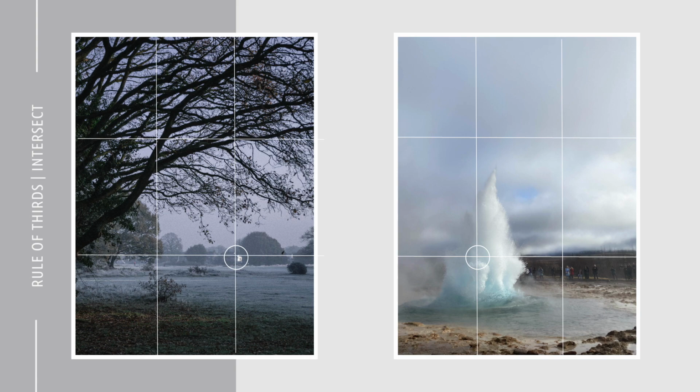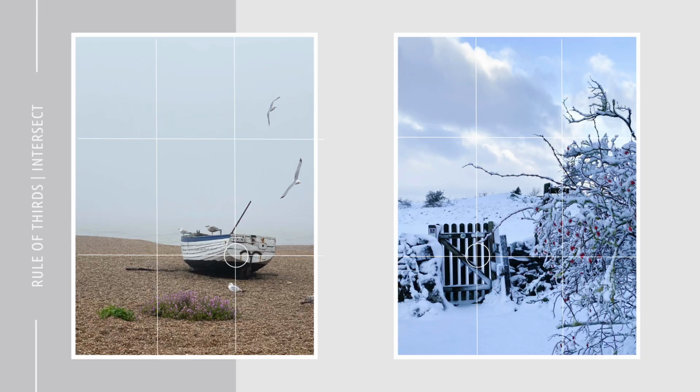On the left hand side, this is a scene local to me, and this time I've used the light shining on the side of a building as the point of focus, and I've made sure that it's actually on the intersection of the lines. Then on the right hand side, a trip to Iceland we made earlier in the year, and I've got the geyser going up, and that is on the intersection of the lines. You'll notice it's one of my favourite techniques to use.